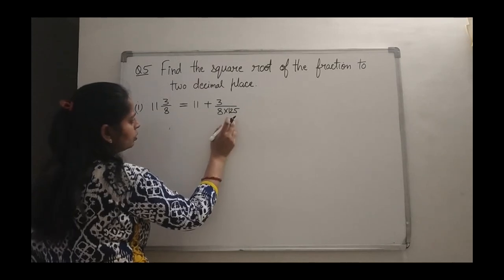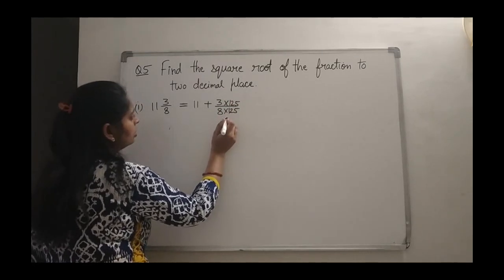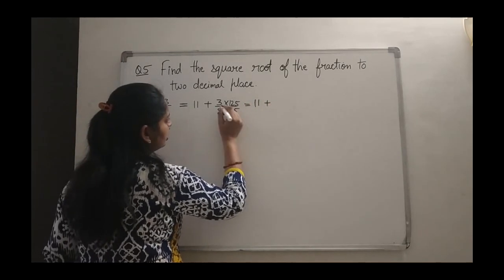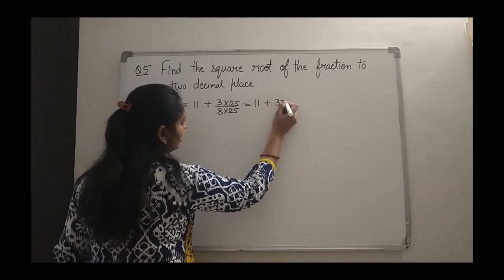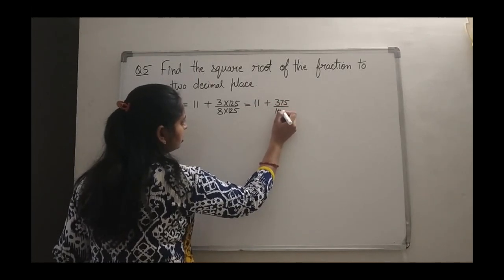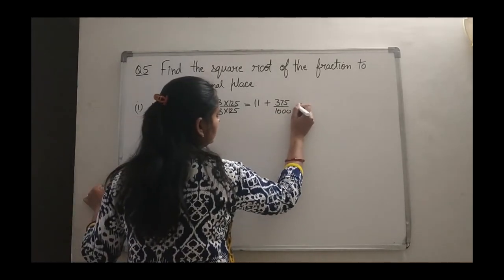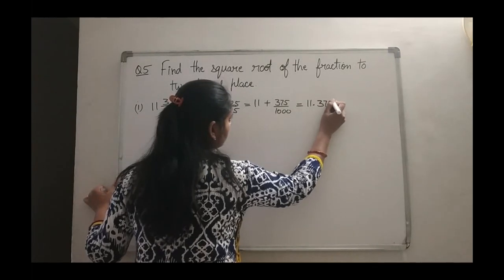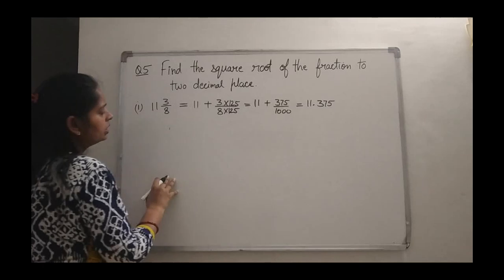So 8 into 125 will go for 1000. So 125 will multiply in the numerator also. So how much are we getting? 11 plus 3 into 125 will go for 375 upon 1000. So we have 3 decimal places, so you will get the answer as 11.375. And now we have to find the square root of 11.375.